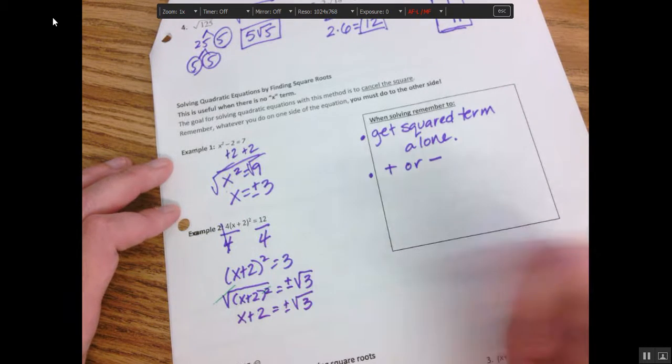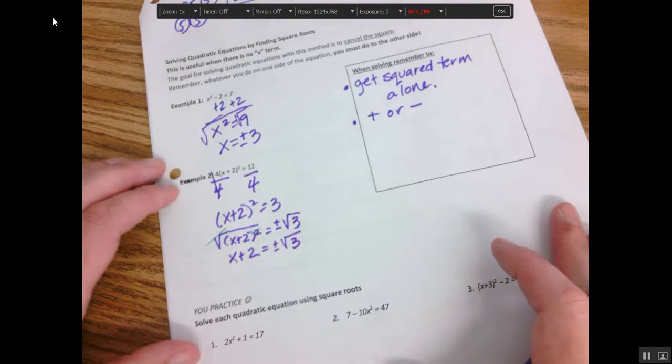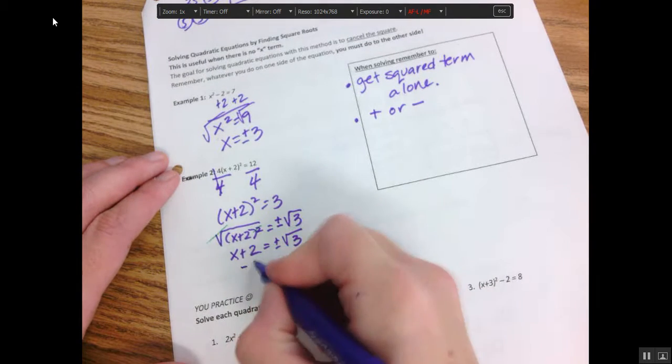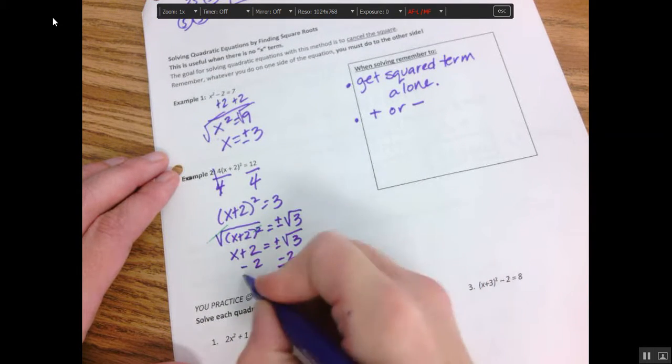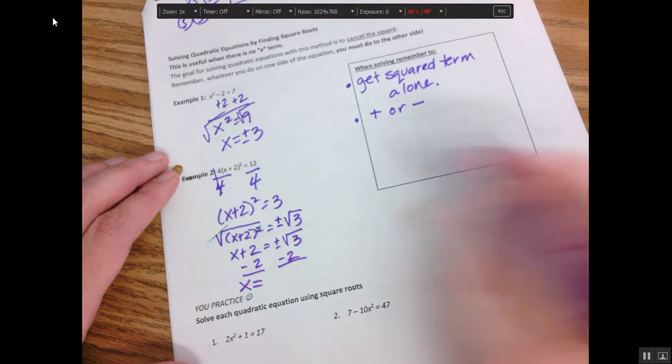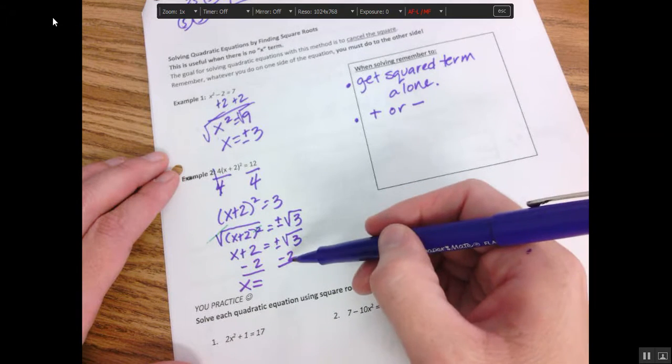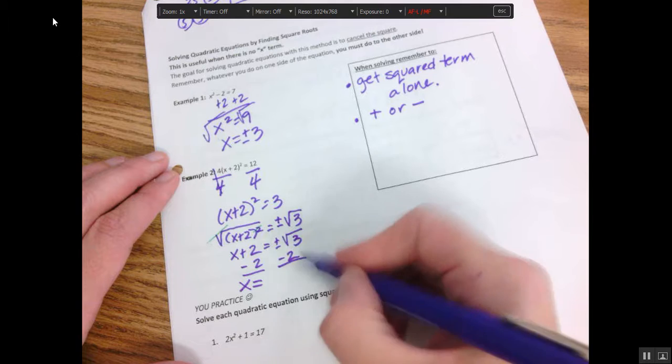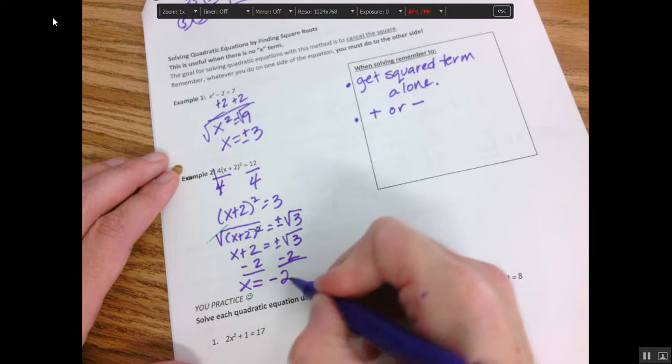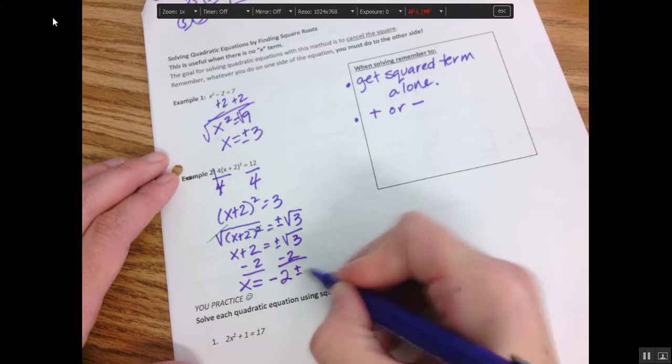And how do I get rid of a plus 2? Minus 2. So I have x equals, now it doesn't matter if you write plus or minus root 3 minus 2, but usually you'll see this term first. You'll see the negative 2 first, and then the plus or minus root 3.